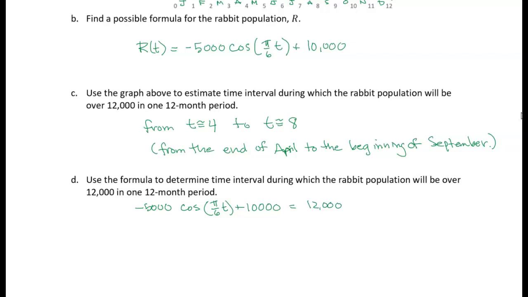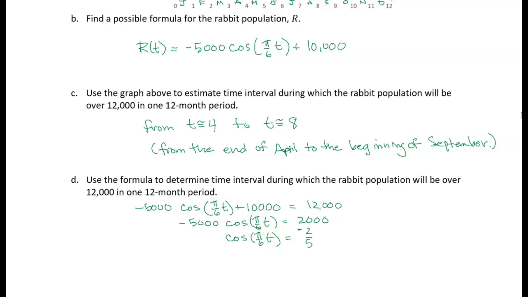Okay, so the first thing I can do is just subtract 10,000 from both sides. So I'm just going to rewrite this equation. Minus 5,000 cosine pi over 6t is equal to 2,000. Okay, and then I can divide both sides by 5,000. So I get cosine of pi over 6t is equal to negative 2/5, because I'm dividing by minus 5,000.